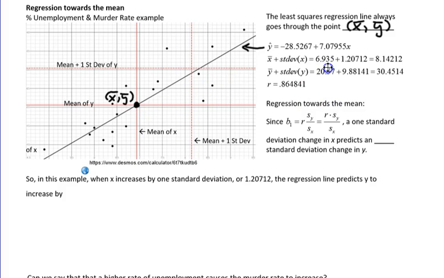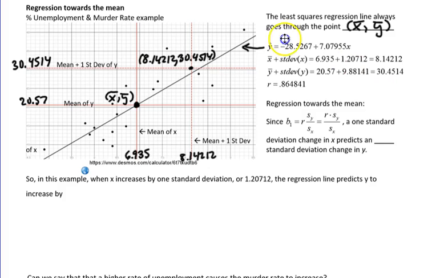In this case, the mean of the x value is 6.935 and the mean of the y value is 20.57. Okay, so I've got those written over here. And then I also marked where one standard deviation above the mean was in both x and y. So if I add one standard deviation to x bar, I get this value 8.14212, and if I add one standard deviation to the y bar, I get 30.4514. So this point right here where those two values cross is the point 8.14212, comma 30.4514. That's this point right here.